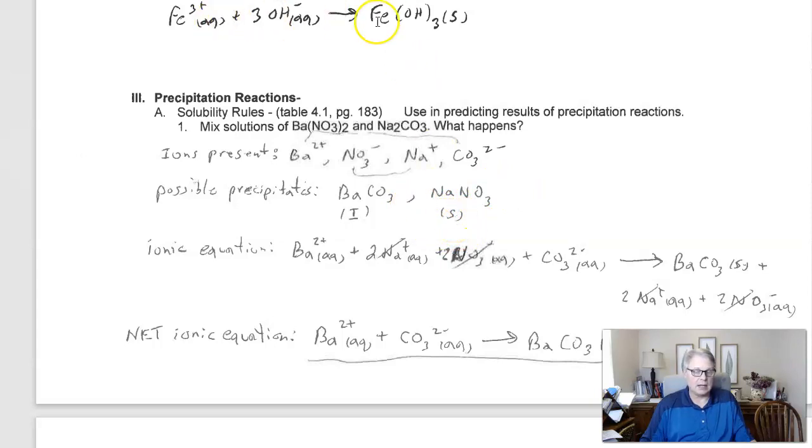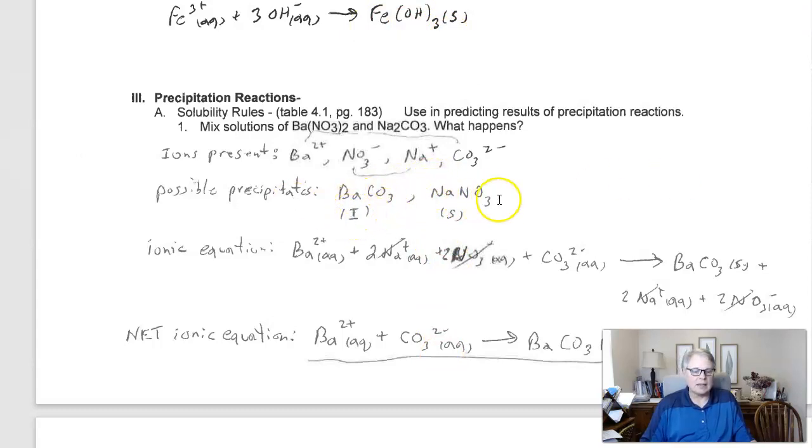So in the net ionic equation up here, by the way, how did I know to put an S after this iron 3 hydroxide? Well, look at your solubility rules here. Most hydroxides are insoluble except for group 1 and your heavier group 2, calcium on down. That's not a group 1 or a heavier group 2, so that's how I knew it was a solid. It all comes back to your solubility rules. Okay, well, back to this.